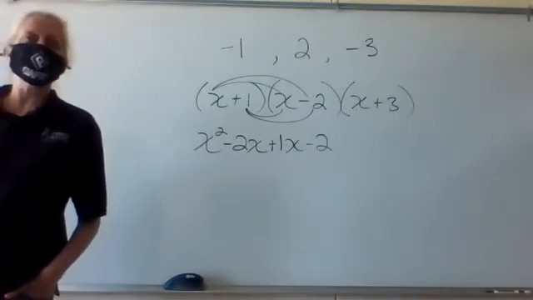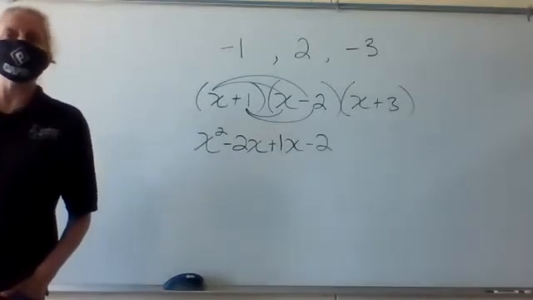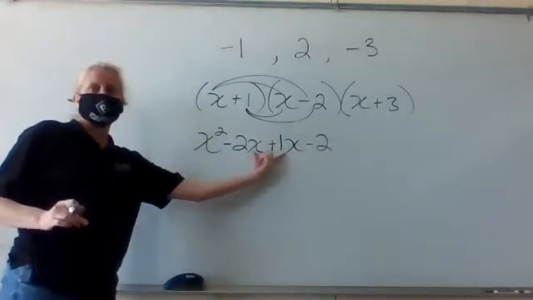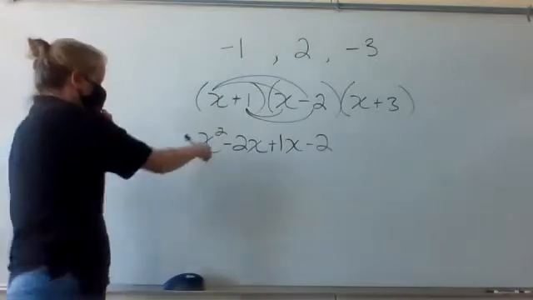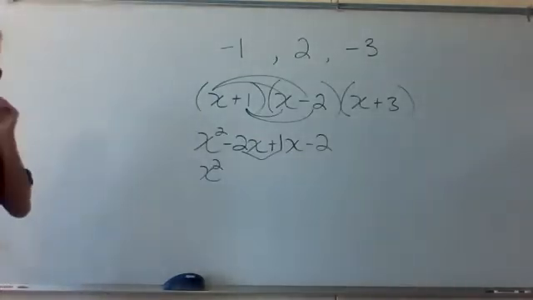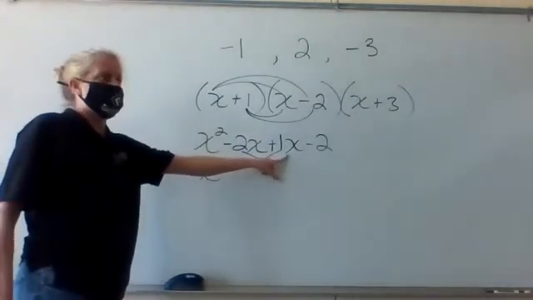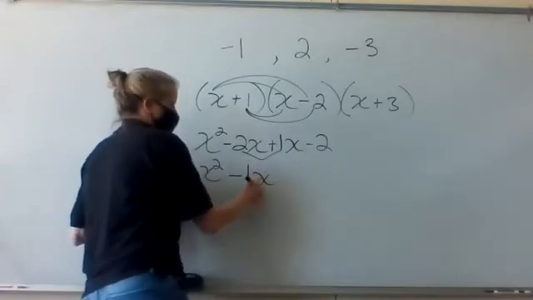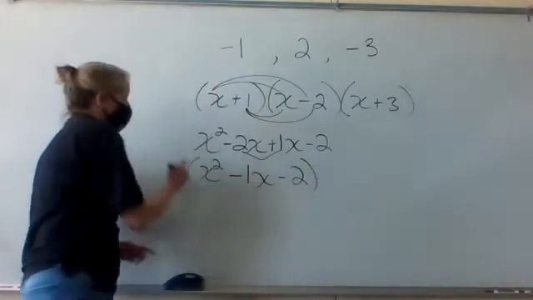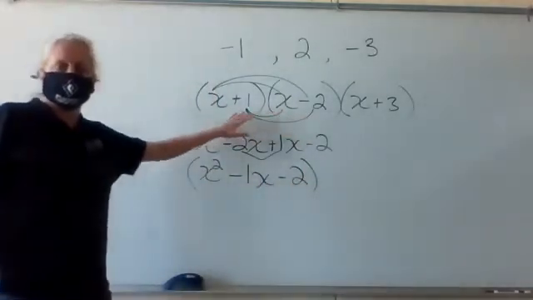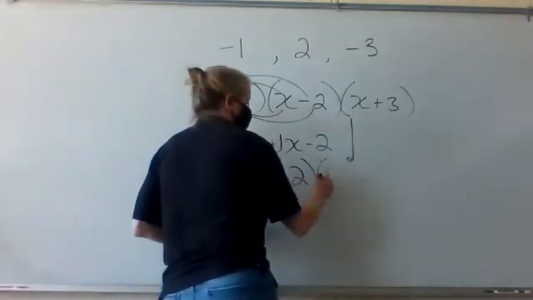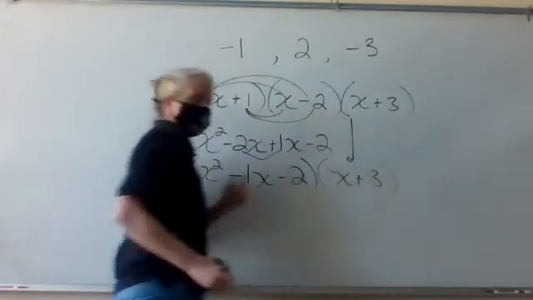A lot of times after you do that distributing or that FOIL, there's going to be some cleanup work to do, right? Look at these two terms in the middle. They're both x's, which means I can just put them in the same basket. So I've got an x squared. I've got negative 2x here and positive 1x here, so that'll give me negative 1x. Bring down that minus 2. So that's what I get when I multiply these two factors together. Now I have to multiply this by x plus 3, which is just going to come down, right? I haven't done it yet.